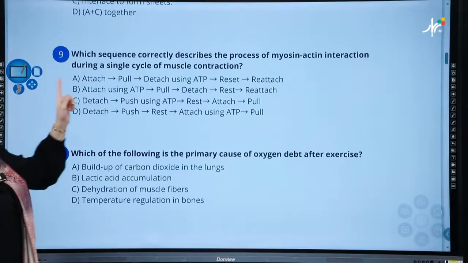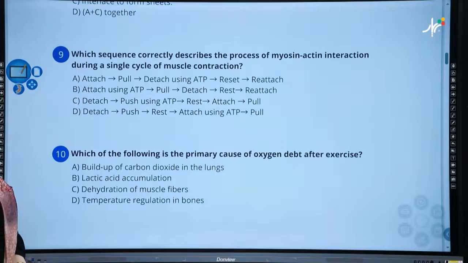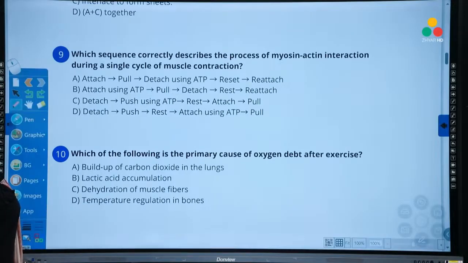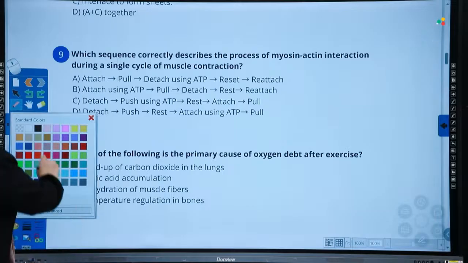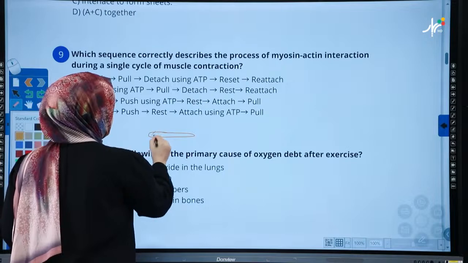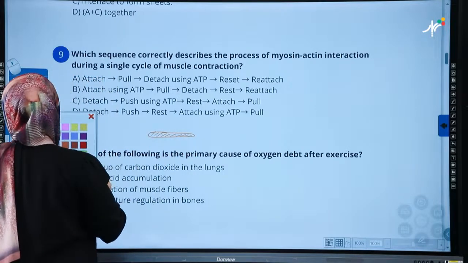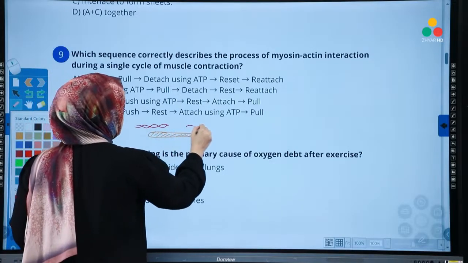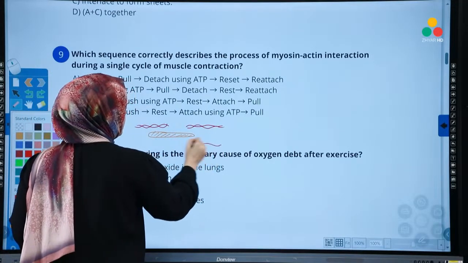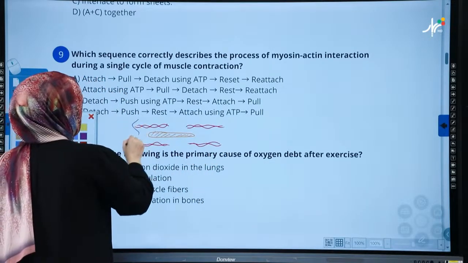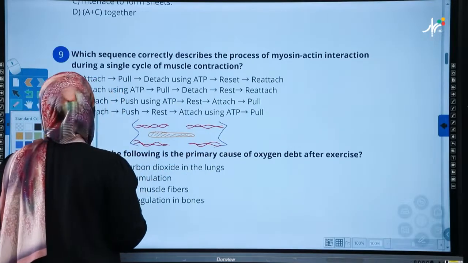In question 9, it says, which sequence correctly describes the process of myosin-actin interaction during a single cycle of muscle contraction? Let's remind ourselves with muscle contraction by a simple drawing. Let's bring the colors and let's try to draw it. Myosin is the thick filament, if you remember it. This is myosin. I'm not going to draw anything more for now. And then we have the actins, where the thin filaments are twisted around each other on both sides. I'm going to make it as simple as possible because it's for solving questions. These are the Z lines, if you didn't forget.